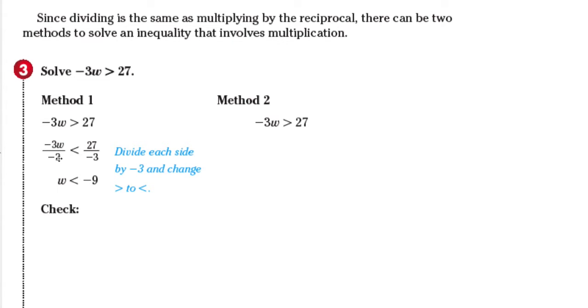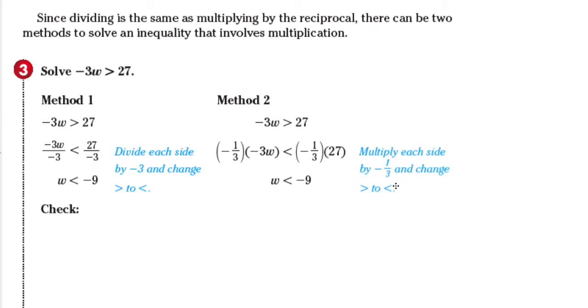In method 1, we divided both sides by negative 3 to undo negative 3. In method 2, we multiplied both sides by negative 1/3. And still, we reverse the inequality symbol because we're multiplying both sides by a negative number. And the result is still the same. W is less than negative 9. Now, if you notice, dividing by negative 3 is the same as multiplying by negative 1/3.